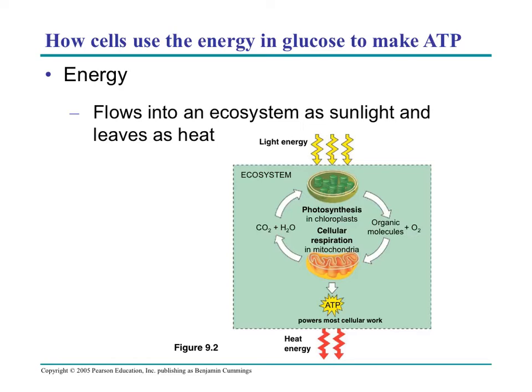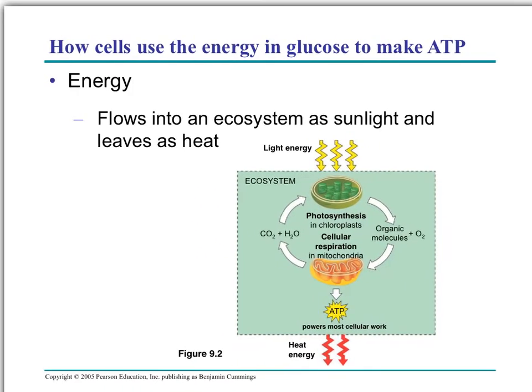So just as kind of a review and connecting us back to the previous topics, we talked about the laws of thermodynamics and how energy could not be created or destroyed, it just changed form. And so you can see in this diagram that we do not have a closed system in an ecosystem. We have light energy coming in from the sun, and we have heat energy being lost from that ecosystem. Now, some of the light energy, as you can see, is being captured and changed into another form, and that form in this case is ATP.